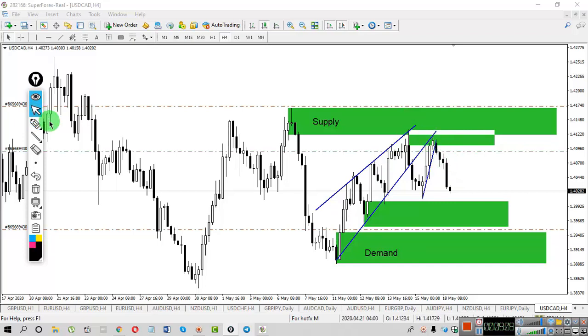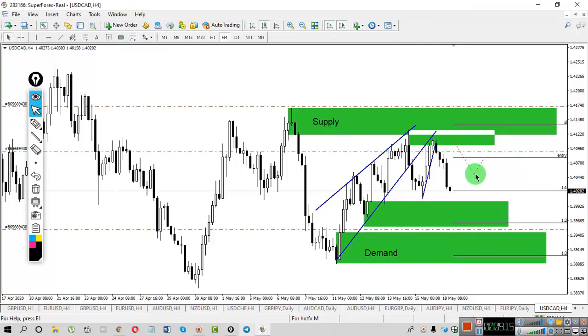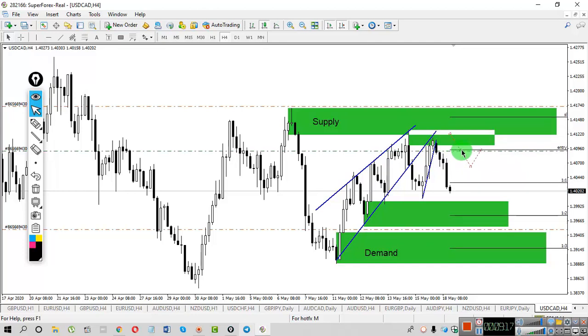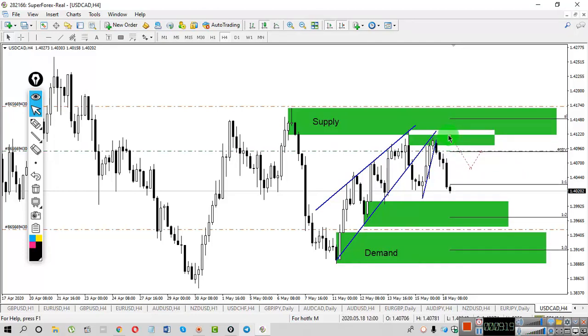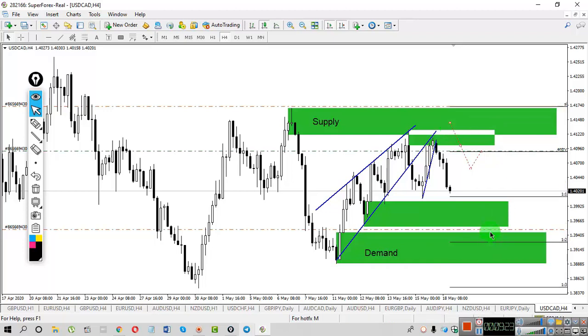Let me show you the risk to reward ratio of this trade. I am using this Fibonacci expansion tool. So here is my entry. So this is almost 1:2 risk to reward ratio. That is very good.